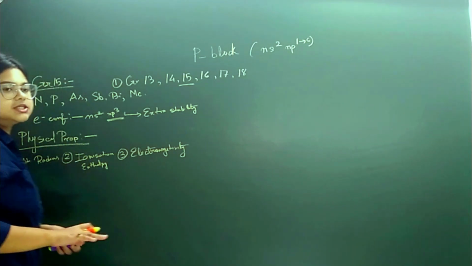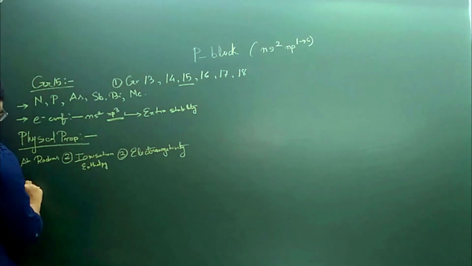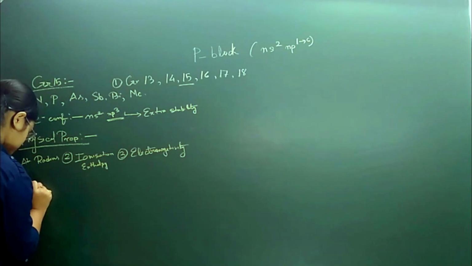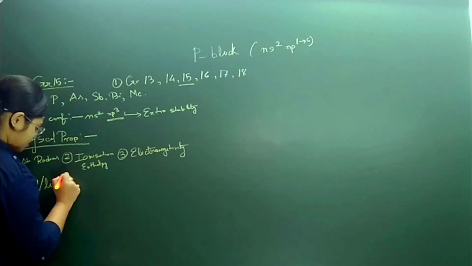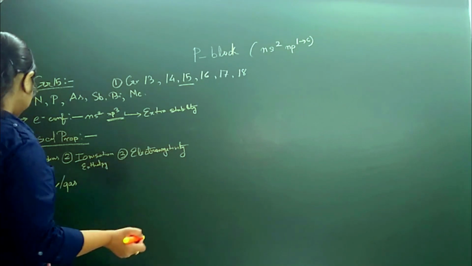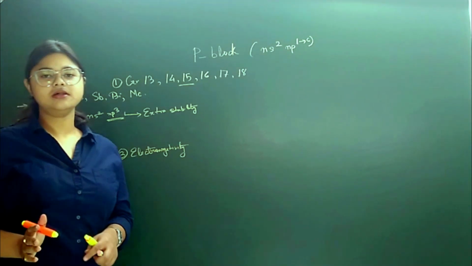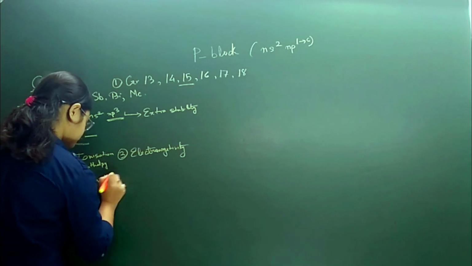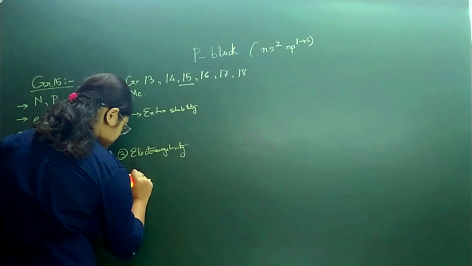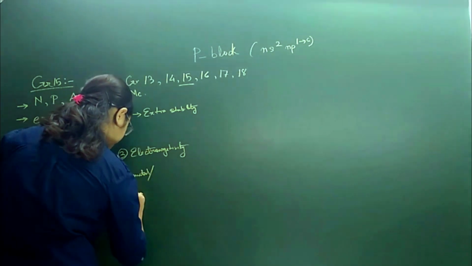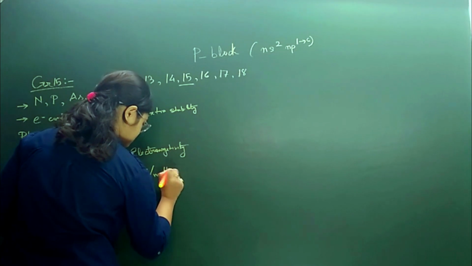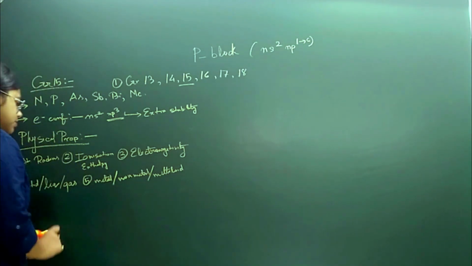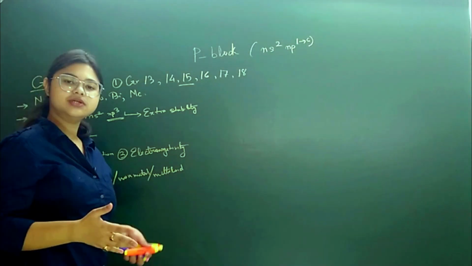Fourth is the physical state. Physical state means it is either solid, liquid or gas, and it could be either metal, non-metal or metalloid. So these are the basic physical properties we are going to discuss.